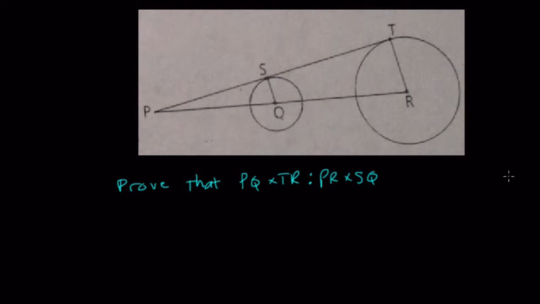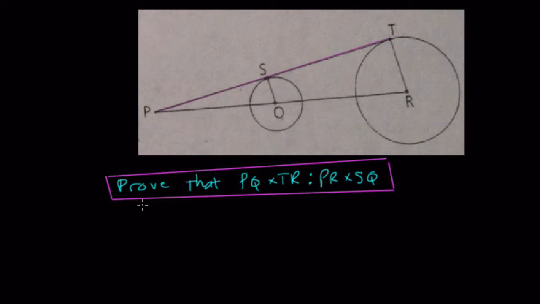Okay, so one given that we're told here in this problem is that PQ, this line right here, is tangent to both circles at the points S and T. So our job is to prove, knowing just that, if we multiply PQ by TR, that will be the same as multiplying PR by SQ.